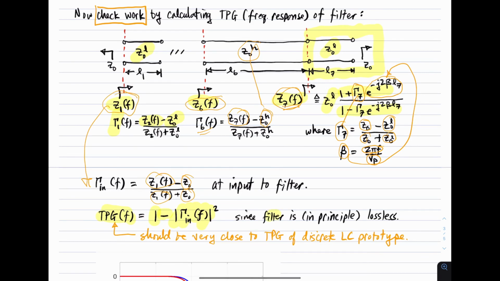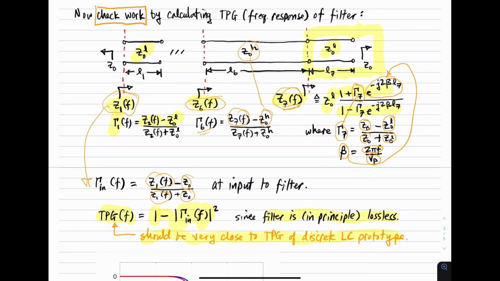And since the filter is, at least in principle, lossless, all the power which makes it into the filter also makes it out the output of the filter. So this is a very straightforward way to calculate the response of this filter. In fact, if I've done the design right, the TPG I calculate using this method should be very close to the transducer power gain, that is the frequency response, of the prototype filter, the discrete LC filter that I started with.